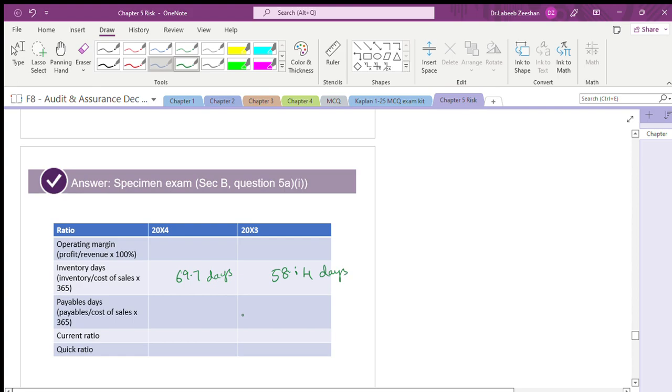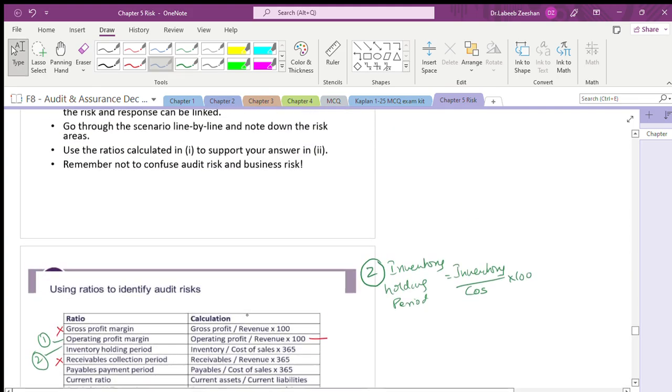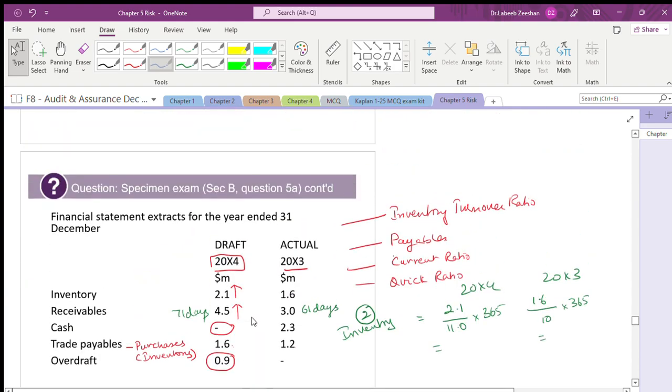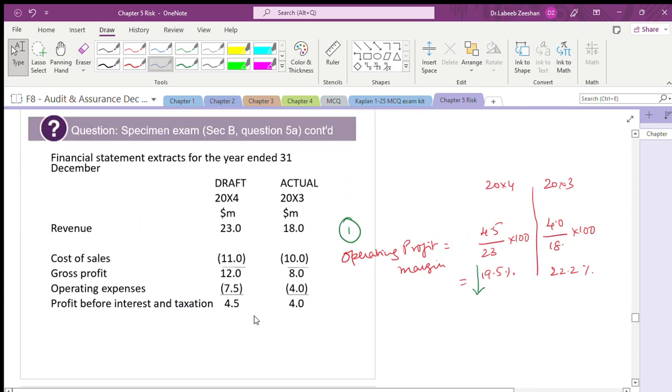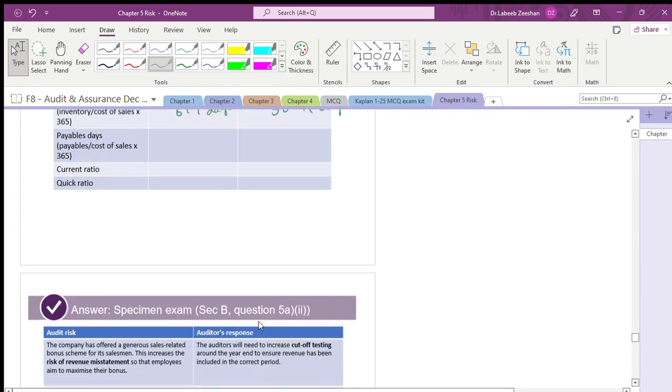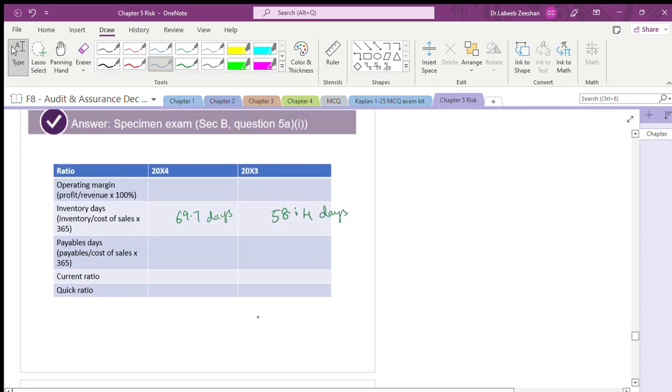Whereas operating profit margin, how much have we calculated? 19.5 percent and 22.2.